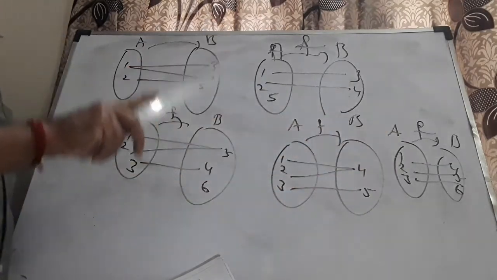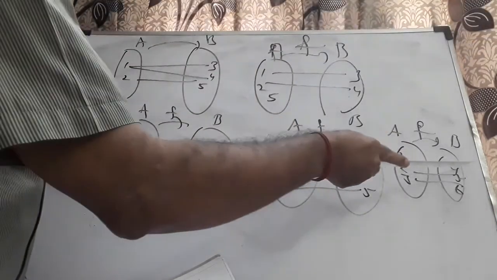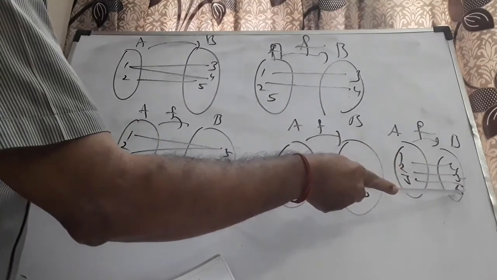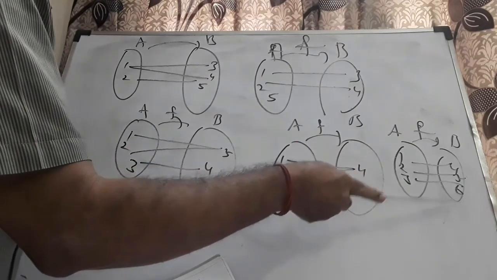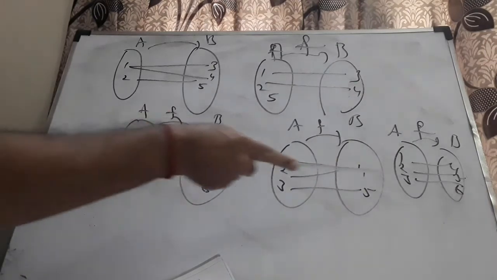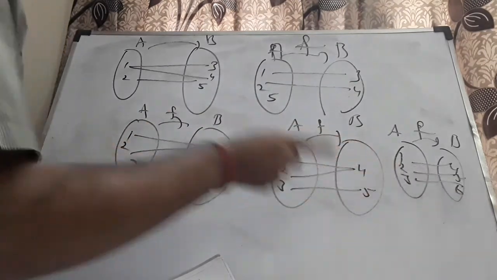1 to 1 means one element going to one element. Therefore, 1 goes to 4, 2 goes to 5, 3 goes to 6, and no element in B is left out. Therefore, it is 1 to 1 as well as onto. Therefore, this is called a bijection. For any bijection, I'll be able to think about a reverse function. The reverse function is given as 4, 1, 5, 2, 6, 3.